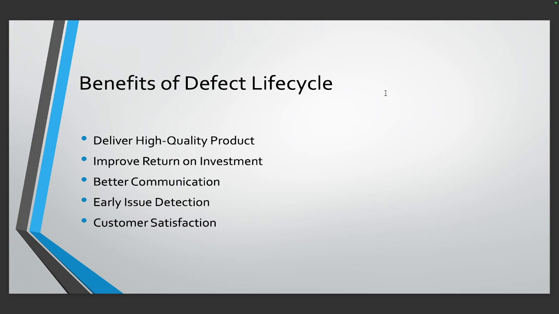The third one, better communication. The defect lifecycle provides a structured process for logging, tracking, and resolving defects, which provides better communication and collaboration among team members. The fourth one, early issue detection. The life cycle process allows for early detection of defects, enabling the team to understand patterns and trends and take preventive measures for future development.